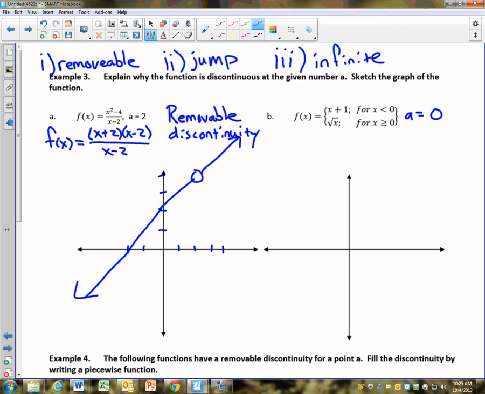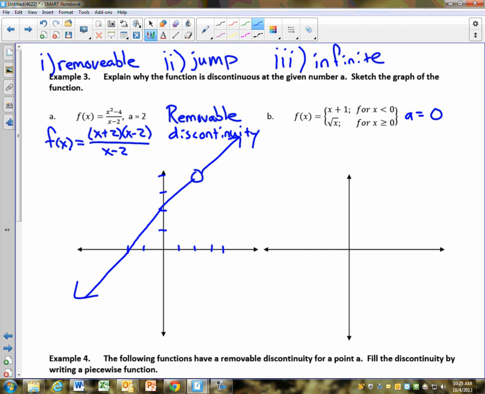So it says, sketch the graph of the function. We did. Explain why it's discontinuous. We did. It's removable. Now, here's the third thing I would like you to do, though. I would like you to identify which of the 3 this fails to meet. Does it fail to meet 1, 2, or 3? Does f of a not exist? Does the limit not exist? Or do they not equal each other? f of a does not exist. You can't plug in 2 and get a value.